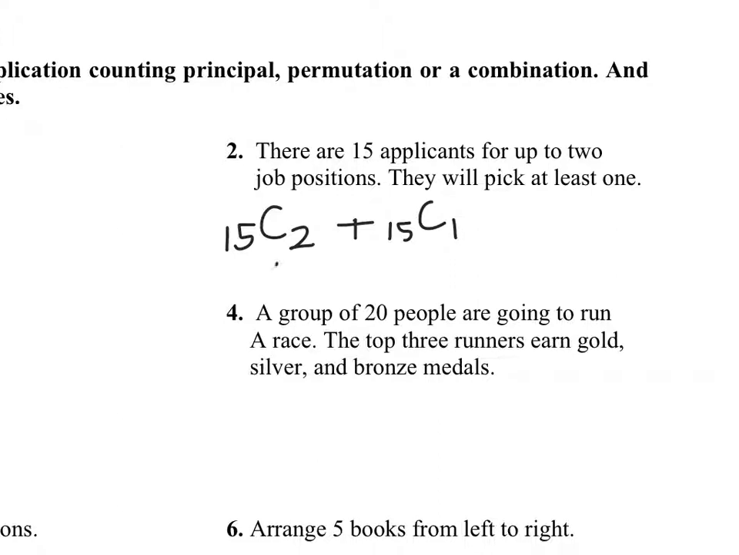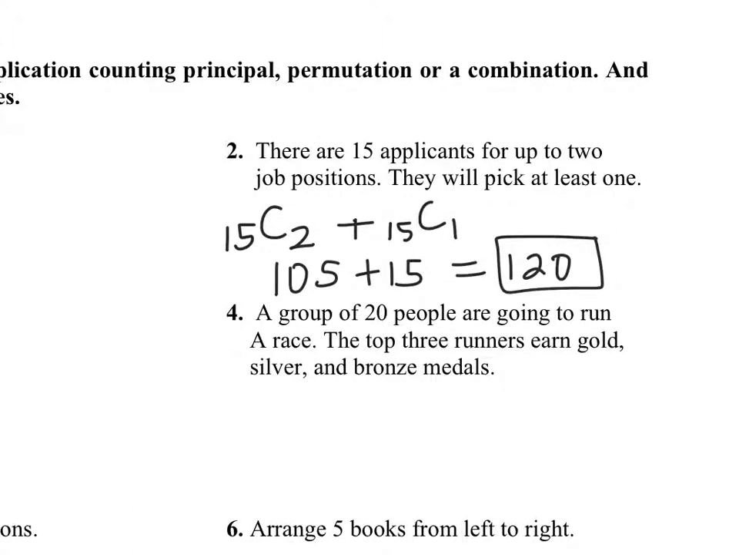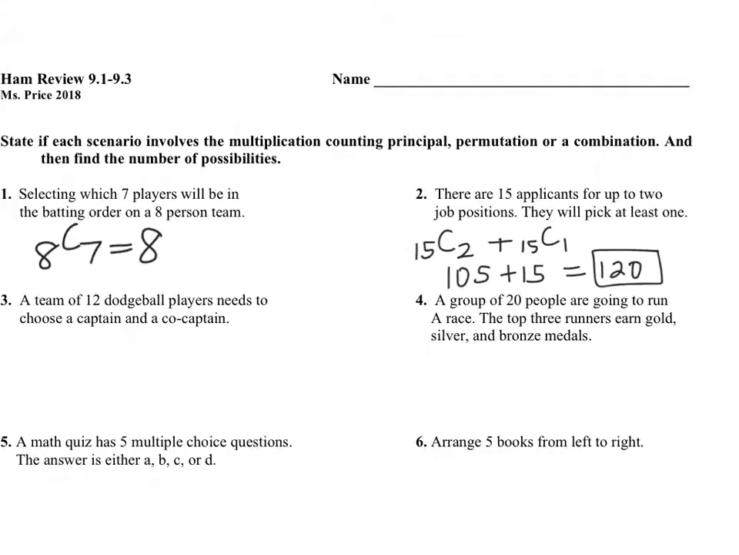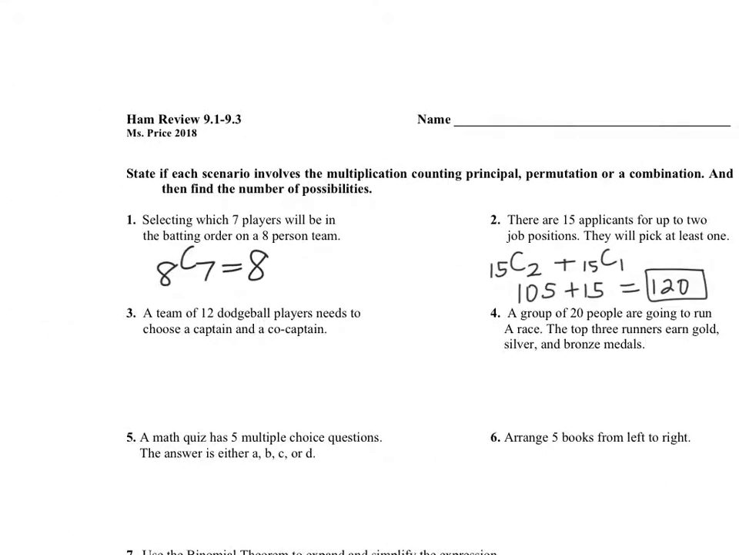That's what? 105 plus 15? 120. 120 different possibilities of choosing 2 or 1 person for the job. Maybe out of the 15, there's only 1 good person. All right, so both of those were combinations. Both of those were C, here, and here.